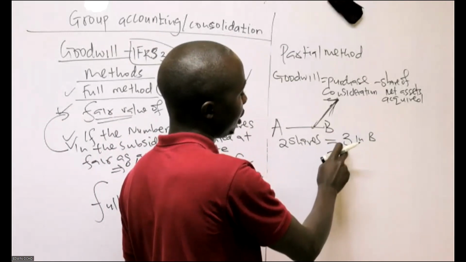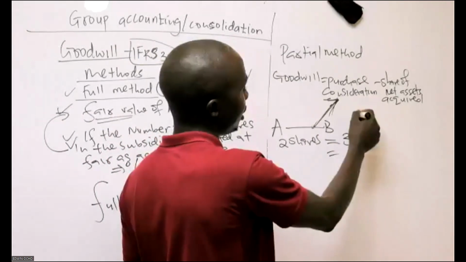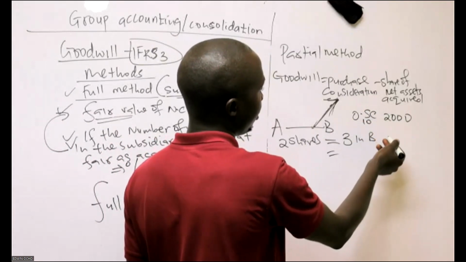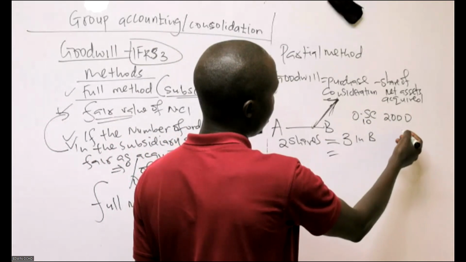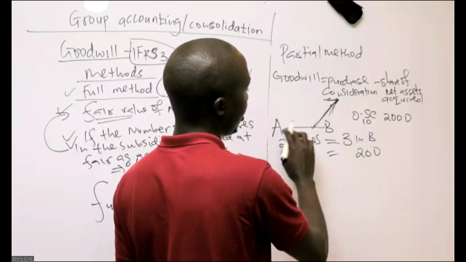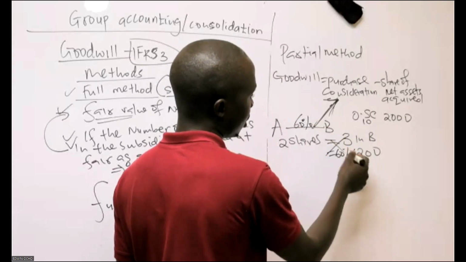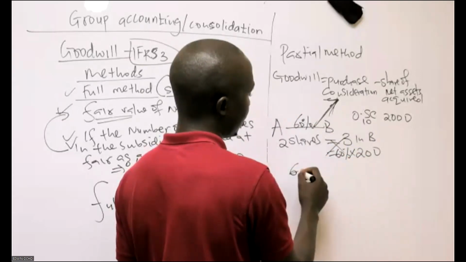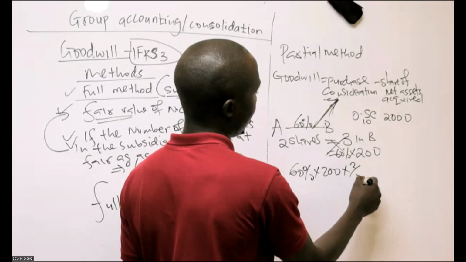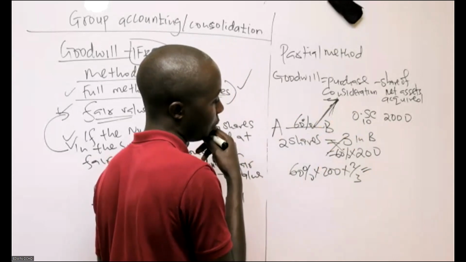If it's through share exchange, 2 shares of A for 3 shares of B, what I will check is the ordinary share capital in B. Let's say your ordinary share capital in B is 2,000 and the par value is 10. For B to raise a capital of 2,000, they issued 200 shares. But if A acquired 60% of B, I multiply 60% times 200 times 2 over 3, so I will get the number of shares which A issued.